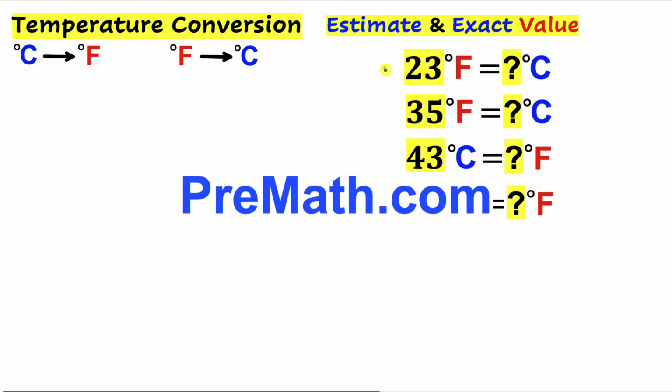And here are our 4 examples that we are going to take care of. We are going to convert 23 degrees Fahrenheit to degrees Celsius, 35 degrees Fahrenheit to degrees Celsius, and likewise we are going to convert 43 degrees Celsius to degrees Fahrenheit, and finally 85 degrees Celsius to degrees Fahrenheit as well.